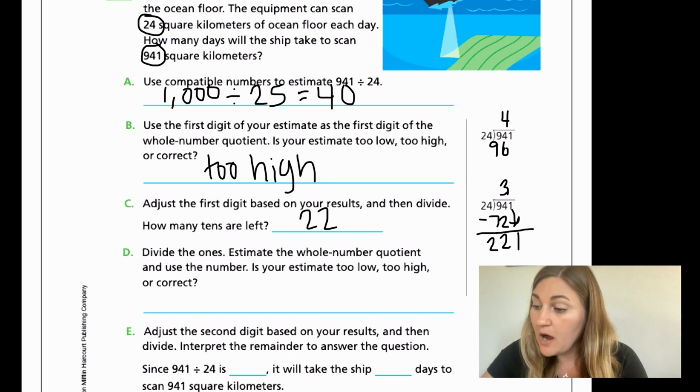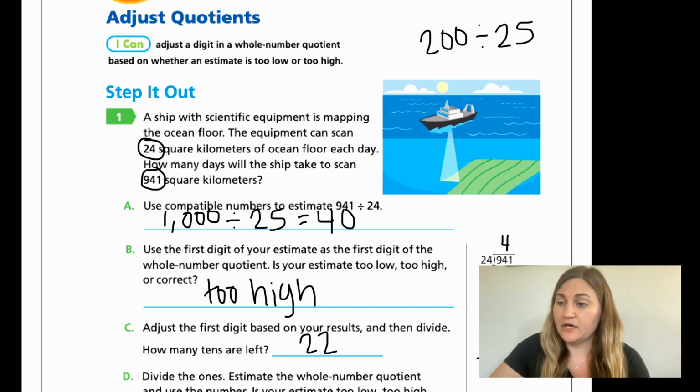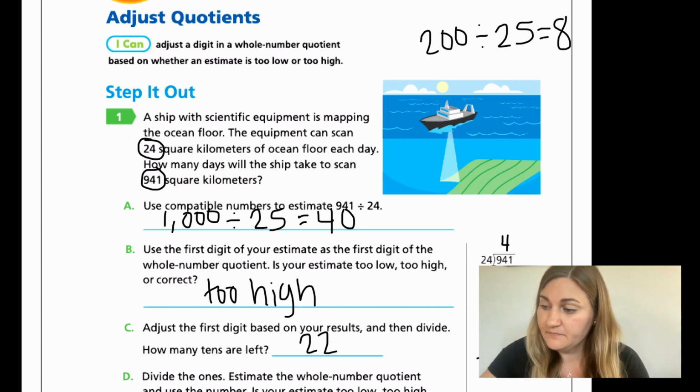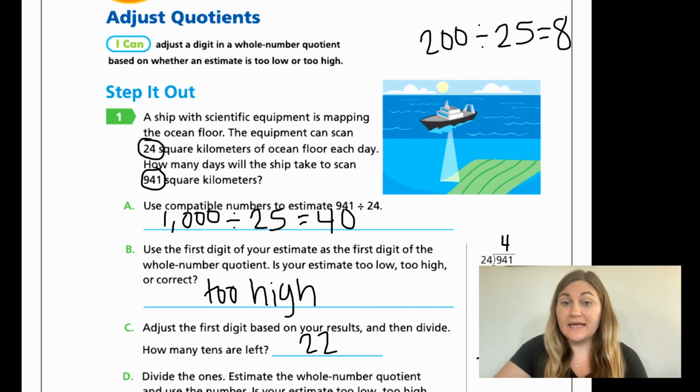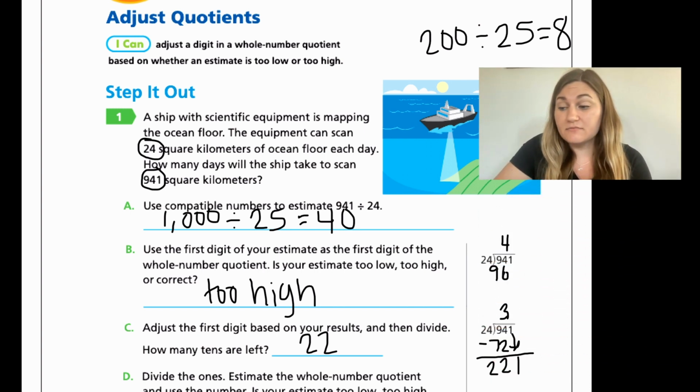So what I'm going to do is I'm going to go up above my picture and I'm going to write here my 200. And again, my 24 is pretty close to 25. So this is my estimate right here, 200 divided by 25. Now, if I said before that there's four 25s in 100, that means if I have 200, I just need to double that number. So if I had four, now I have eight. Okay, so that's my educated guess. So I'm going to say maybe there's eight 24s that can go into 221.